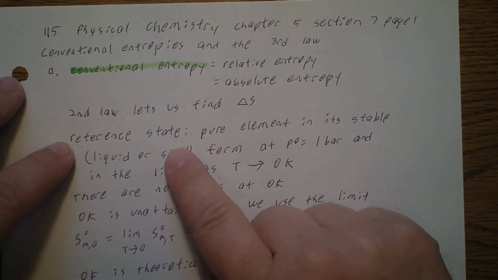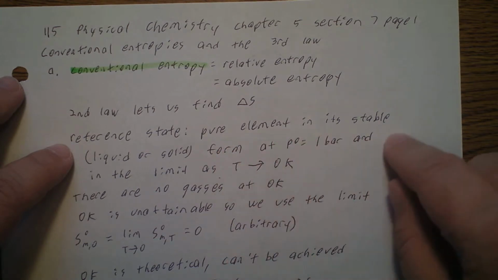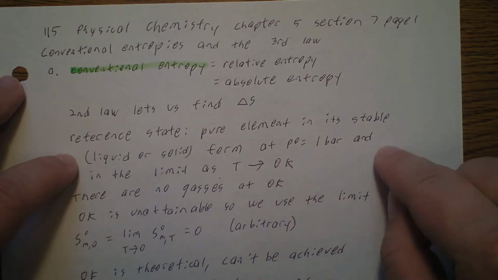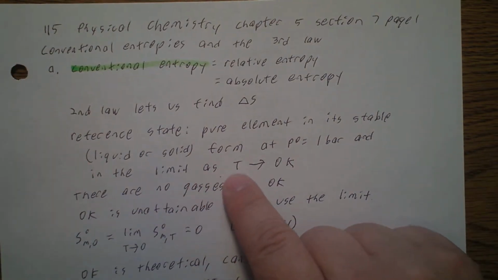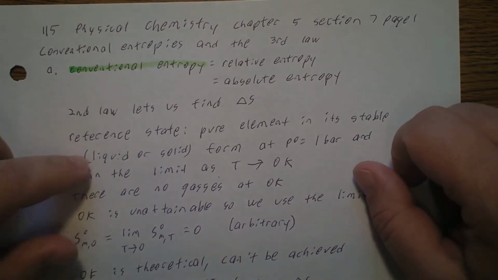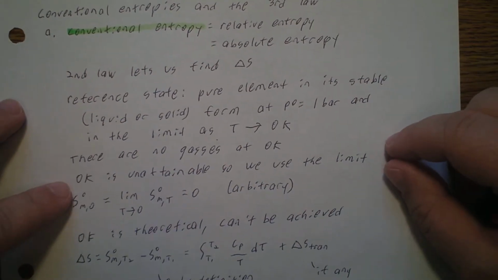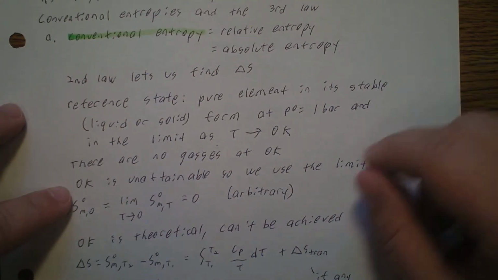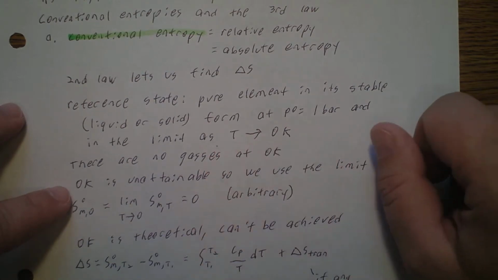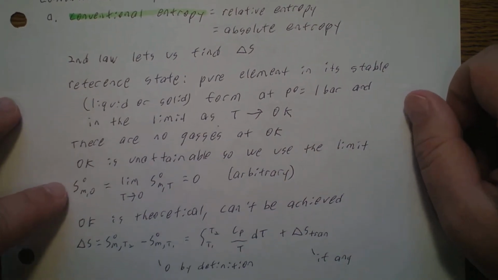Now for a reference state, we have a reference state chosen. It's the pure element in its stable liquid or solid form at P naught equal to 1 bar and the limit as temperature approaches 0 Kelvin. Now remember, we said solid or liquid because there are no gases at 0 Kelvin. Of course, 0 Kelvin is unattainable. That's why we said it can't be T equals 0 Kelvin. It's the limit as temperature approaches 0 Kelvin. So that's why we have to take a limit, because we can't actually do it.